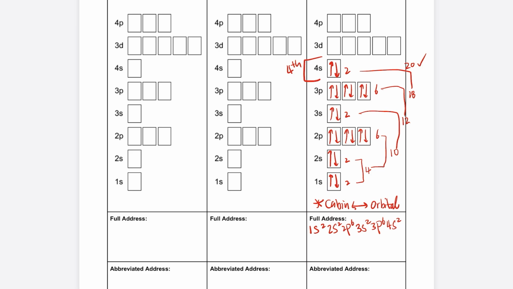Wow. It goes all the way to the 4th ring. And how many electrons occupy that? 2 valence electrons. Done. That's it.